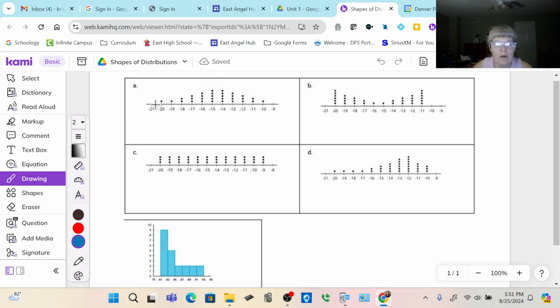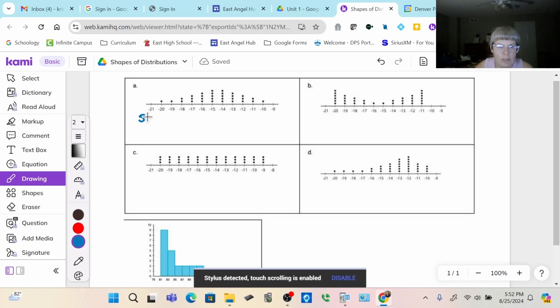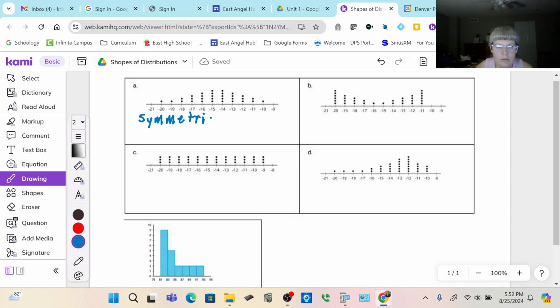For picture A here, you'll see something that looks fairly symmetric, like it is almost the same. In fact, we're just missing one point on the right side here for it to be completely symmetrical. It is close enough to being symmetrical, even though we're missing that one point, that we can say that this distribution is symmetrical. And what symmetrical means is that I could split it down the middle, and one half would be the mirror image of the other half.